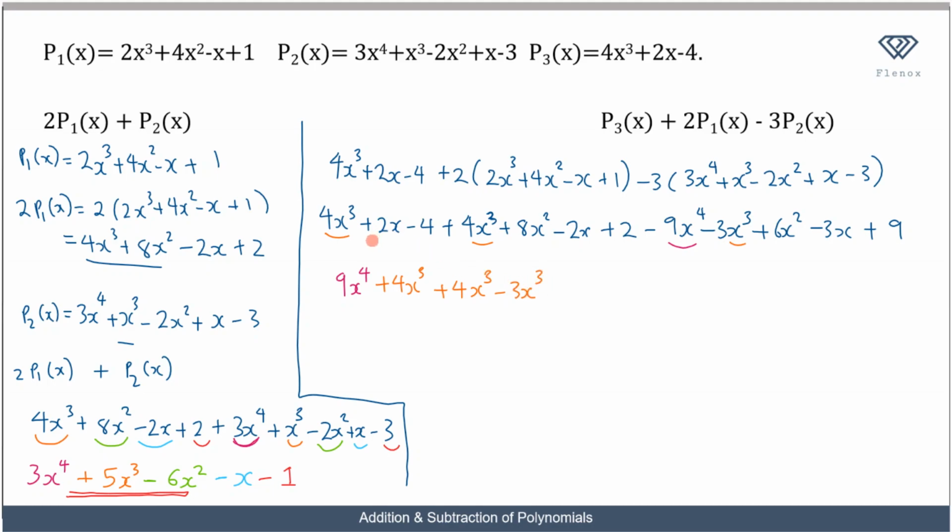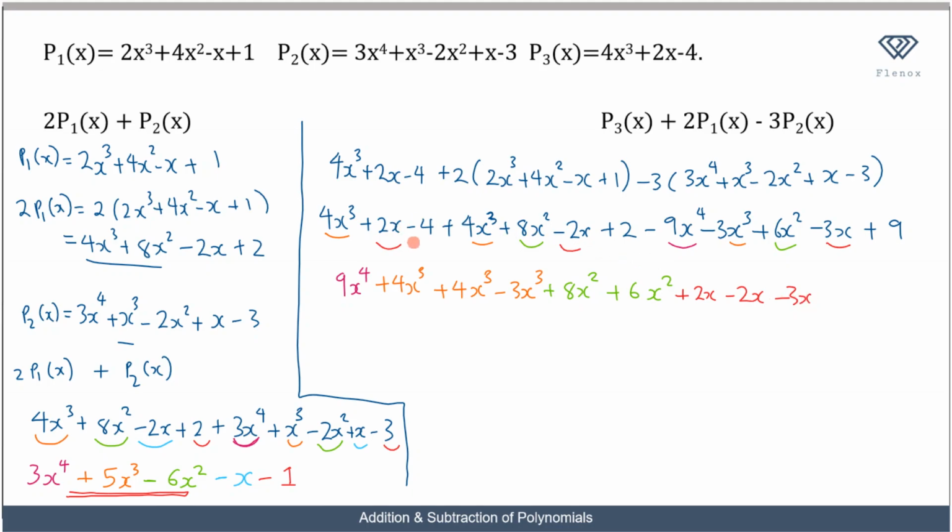So I go now to the power of 2, and how would that turn out to be? So let's look for the terms that have power of 2. I have 8x squared here, and I have 6x squared here. So I have plus 8x squared, then plus 6x squared. Then I go to the power of only x, and what do I have there? I have 2x here, minus 2x here, and minus 3x here. So I have plus 2x, then minus 2x, and finally minus 3x.